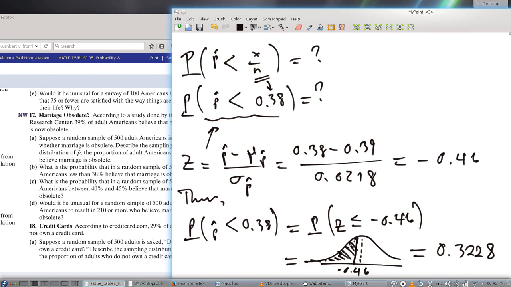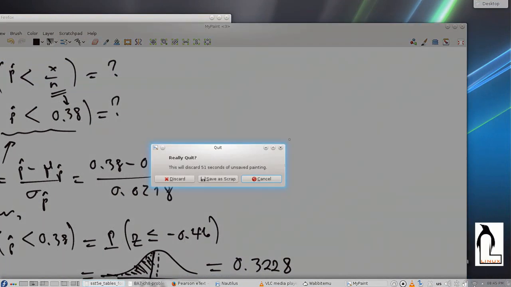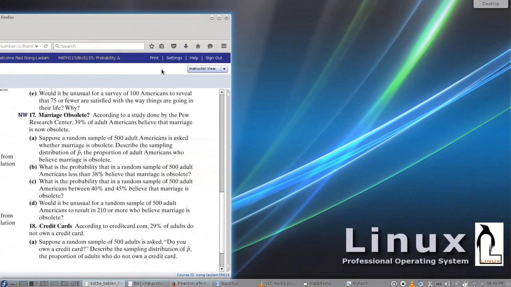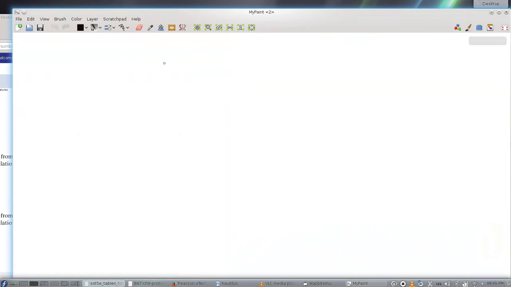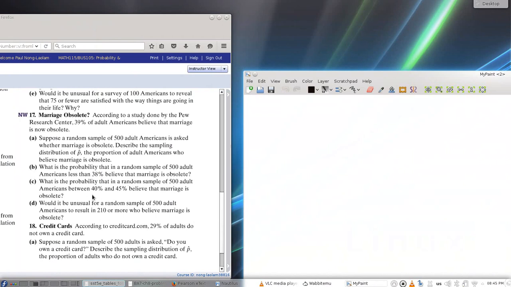Next question, and that should complete that part. Now I'm going to skip it and turn on a new sheet. So the next question is, what is the probability between 40 and 45% that adult Americans believe that marriage is obsolete?